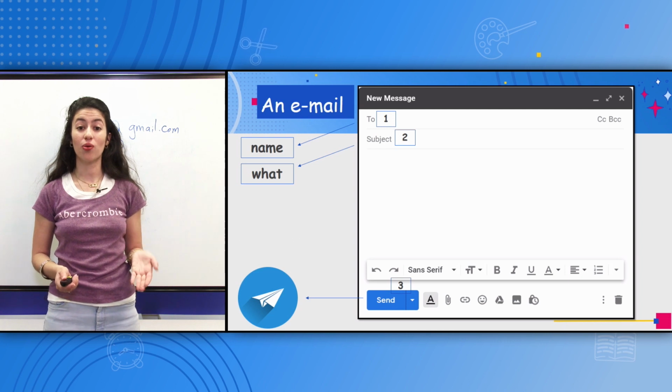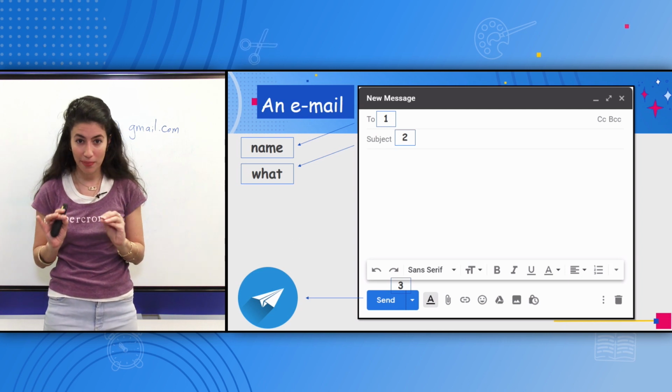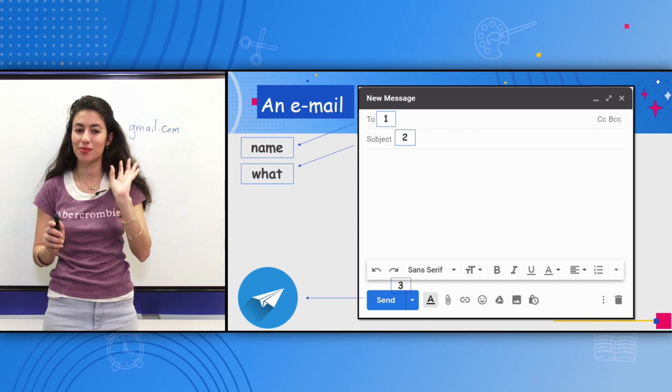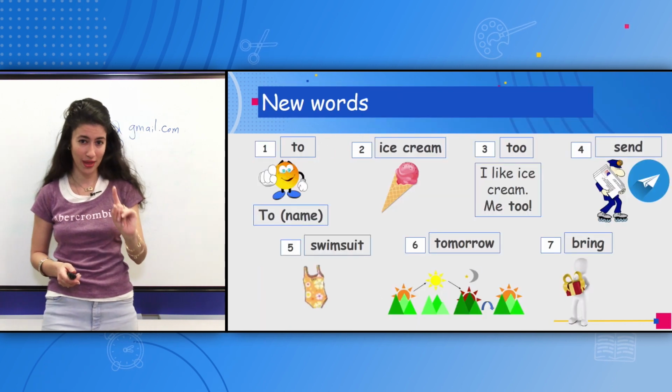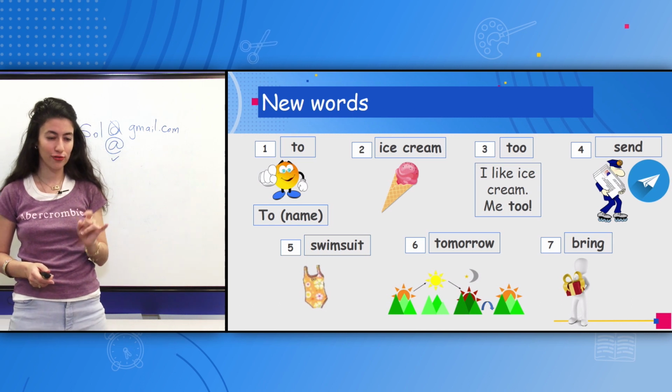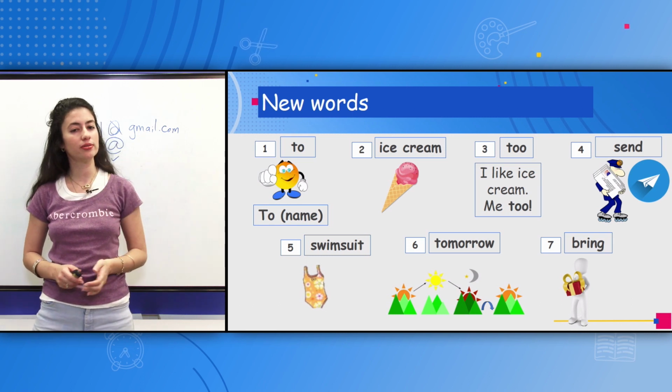So this is how we do it. Now, baby steps, remember? Let's begin with words. I want you to look at word number 1. I'm going to do it easily and carefully. Word number 1, can you read it?